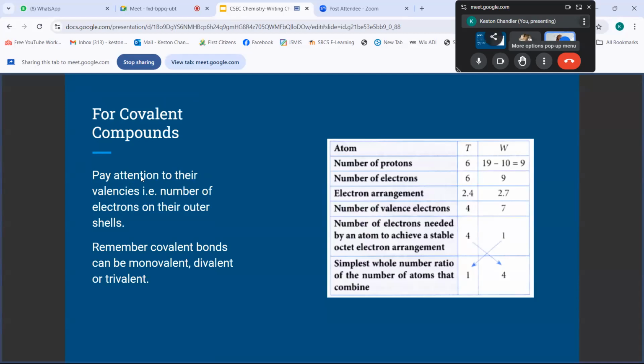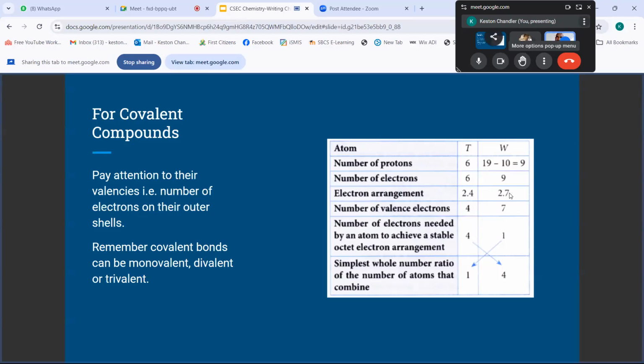Now for covalent compounds, we have to pay attention to the valencies. When we talk about the valencies, we're talking about the number of electrons in the outer shell. And you'll see here again why that table with writing our electronic configuration was important. Because we need to think about the electrons on the outer shell, right? These are our valence electrons. So if I have 2 atoms, I'm just randomly calling them T and W, and I say that my proton number, atomic number is 6 and 9 for each of them. That means that my electronic configuration will be 2,4, which is the same electronic configuration of carbon, and 2,7, right?